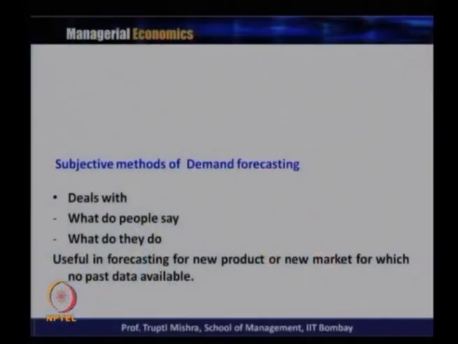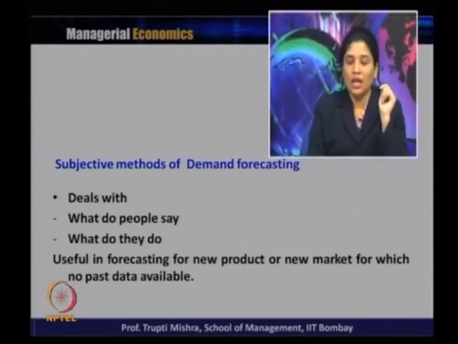So, there are two methods of demand forecasting: one, subjective methods of demand forecasting, and second, quantitative methods of demand forecasting. The subjective methods of demand forecasting, also known as the qualitative methods, basically deal with two questions: what do people say and what do they do.